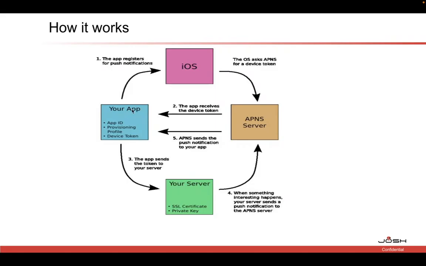So first of all we have to register the application for the notification. After registering the application, we will get one device token from the APNS. Then we have to send that device token to our server. Then if any particular event happens or data comes, that data is sent to the APNS server, and then the APNS server pushes that data via notification to our app. So this is how APNS works.